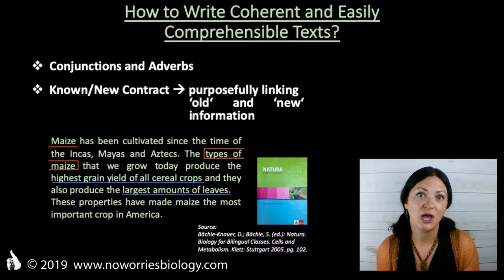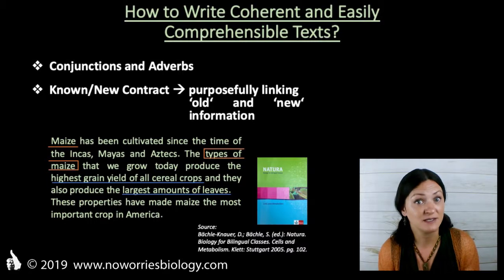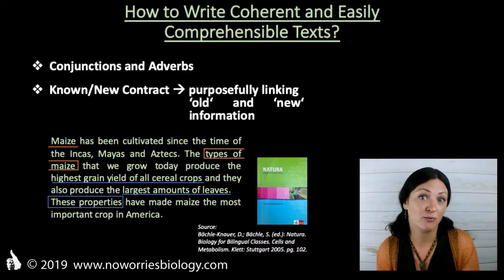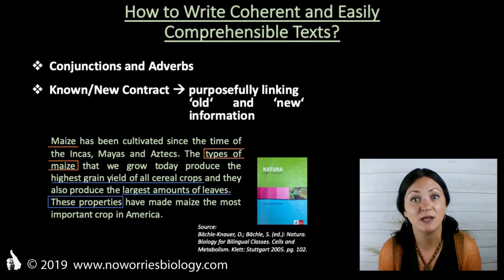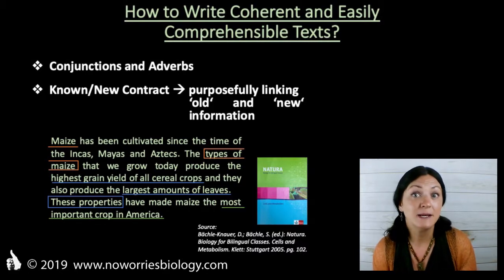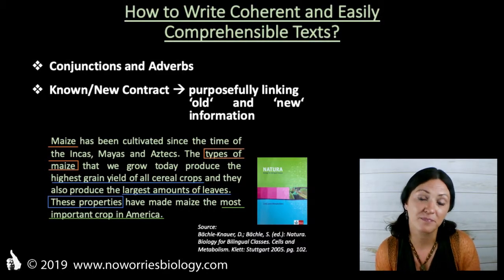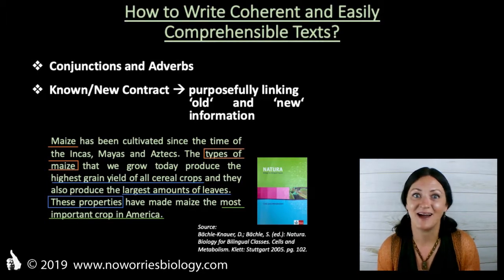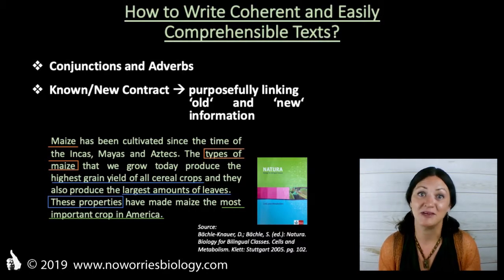The third sentence uses this new information of the second sentence as information that is now known to us. It starts with these properties, which obviously refer to the just mentioned productivity of maize. And the sentence continues with new information, have made maize the most important crop in America. And following the same principle, we could now easily tie onto this new information in a fourth newly invented sentence. In the United States of America, maize is called corn.